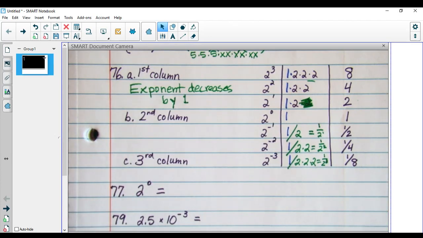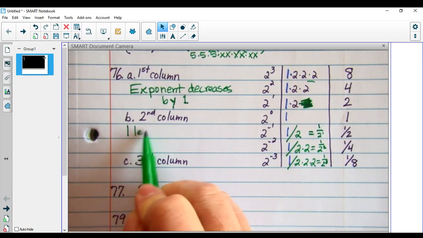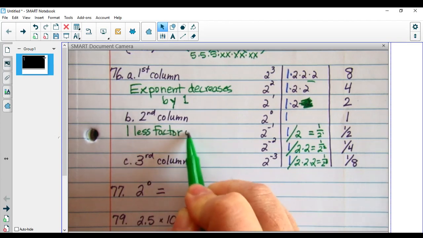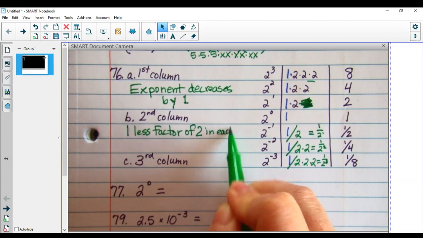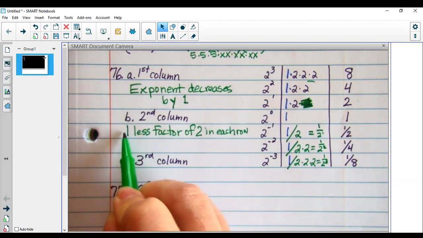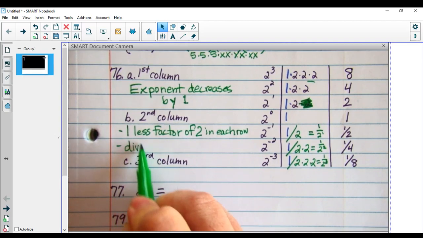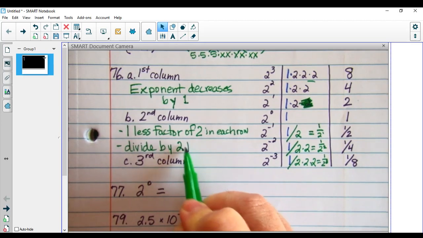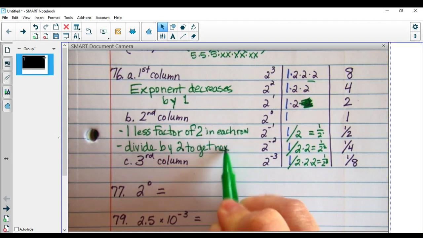So the pattern is a little bit more difficult to explain, but you have 1 less factor of 2 in each row. Or you could say you divide by 2 to get to the next row or to get the next value.